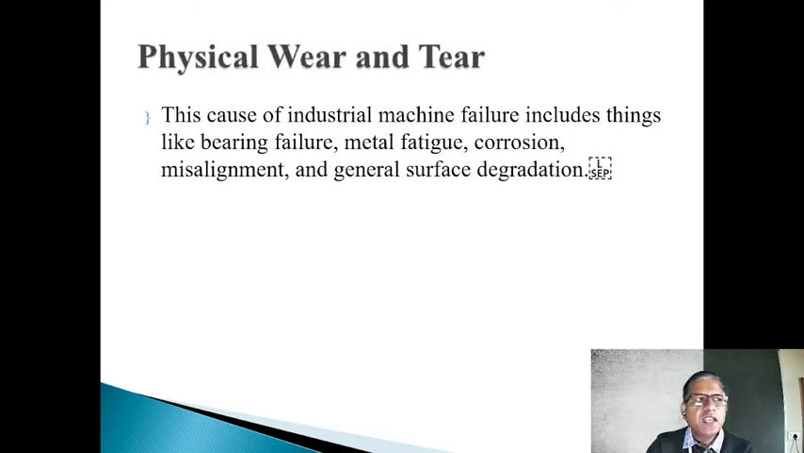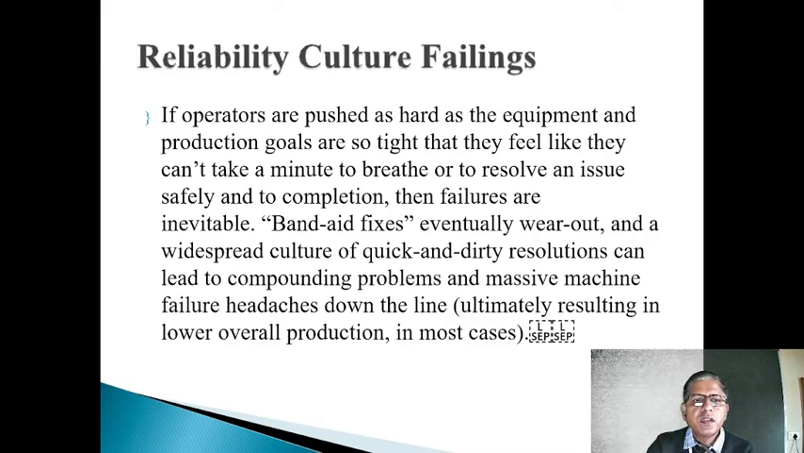Then physical wear and tear. Because of the excessive friction between the relative bodies which are in motion, physical wear and tear occurs, and because of that the machine fails. Then next is reliability cultural failing. I will explain the reliability cultural failing by taking one example.